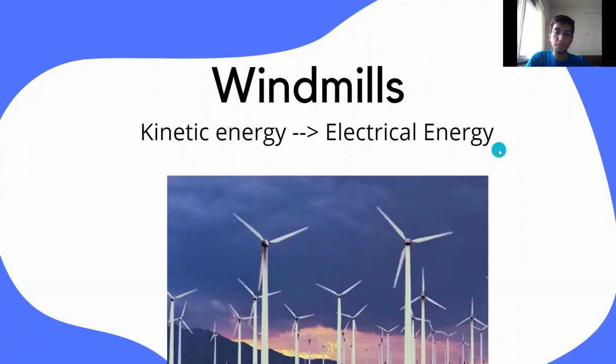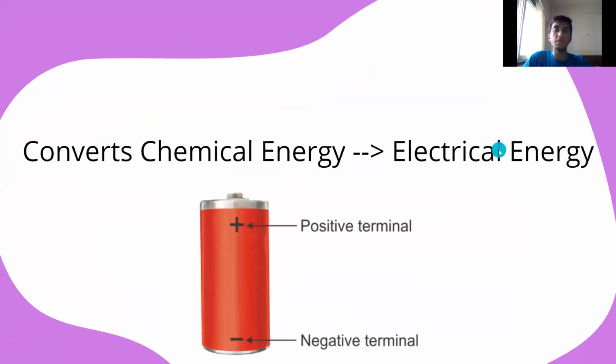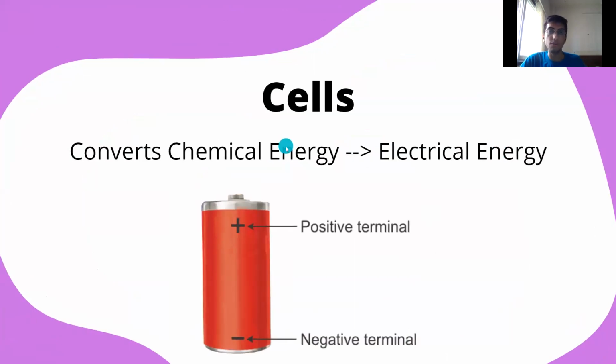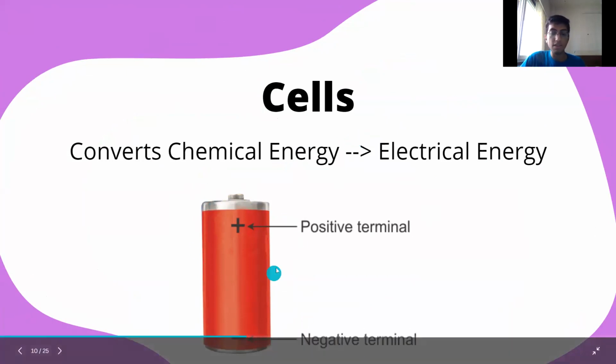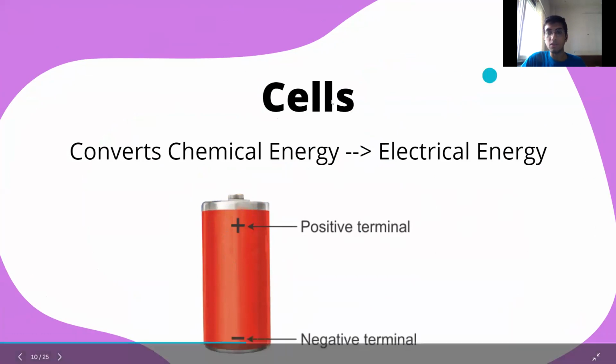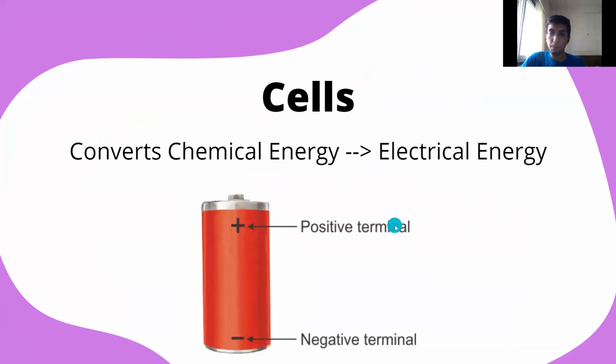Now, coming on to another source of electricity, which are the cells. Cells are used to convert chemical energy into electrical energy. And cells usually contain a chemical compound inside this body, as you can see here. The reaction between them generates electrical energy, which we use in our day-to-day lives.